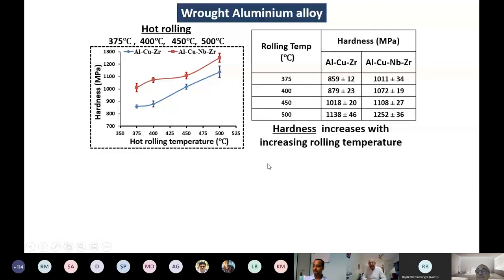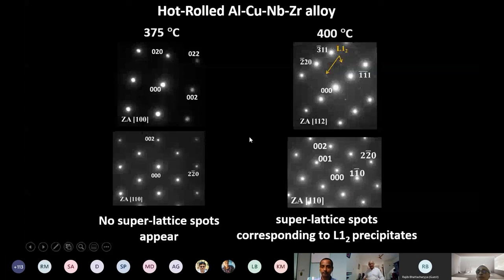Then look at the microstructure after rolling, and you can see that we have the L12 precipitates, identical. And then we did microscopy to see whether they are ordered. At 375, they are not ordered. We don't see any superlattice. It does not precipitate. At 400 and above, it precipitates. And then you do aging at 190 degrees centigrade, which is the standard aging temperature for copper alloys. We have done 20 hours.